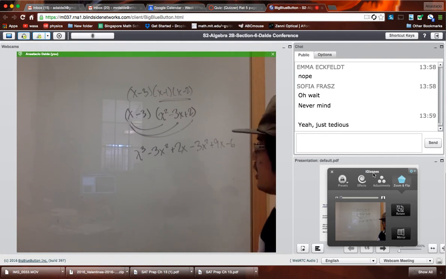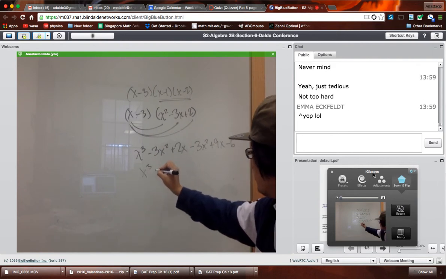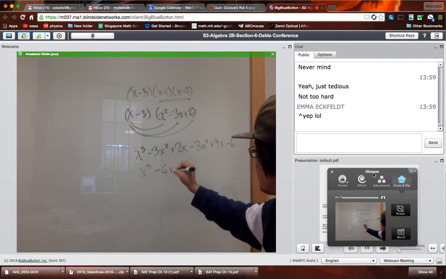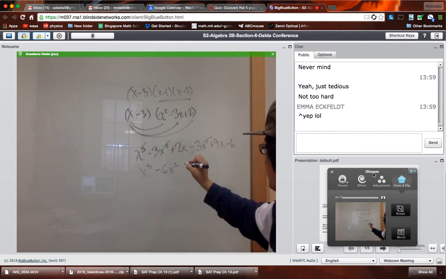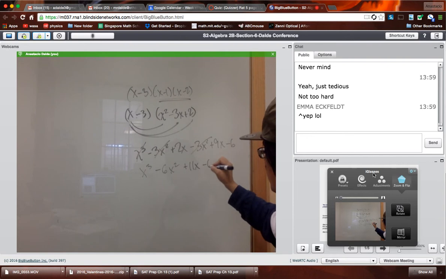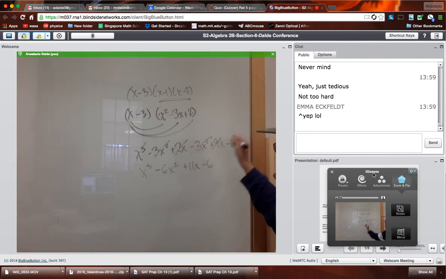All right. And then I can combine like terms. So this will be x cubed minus 6x squared. That takes care of this one, and this one. Plus 11x minus 6. That's my answer. Check, check, and check.